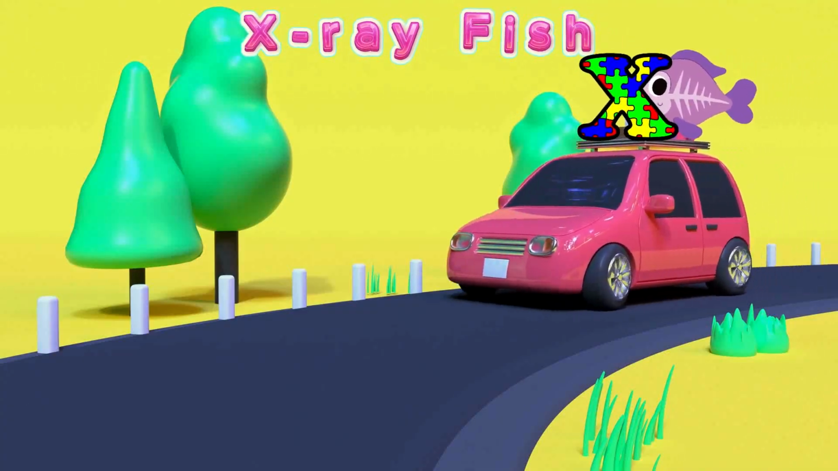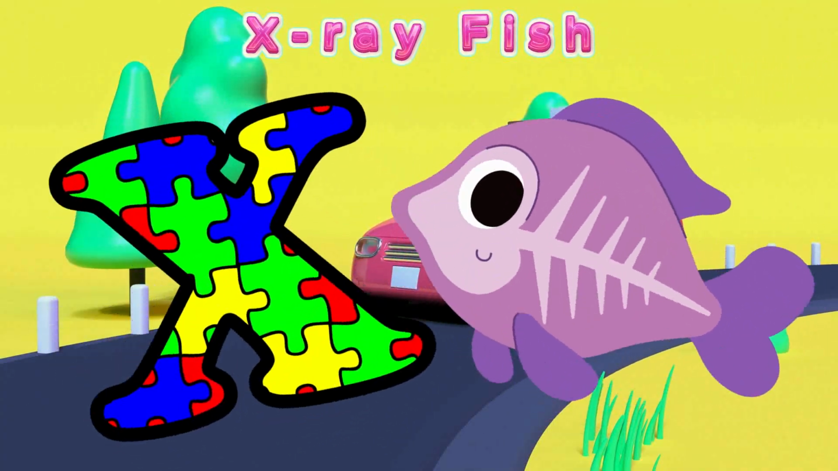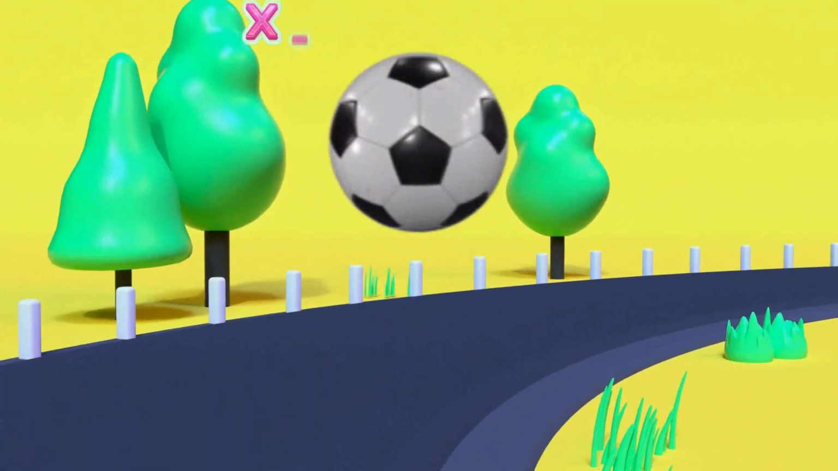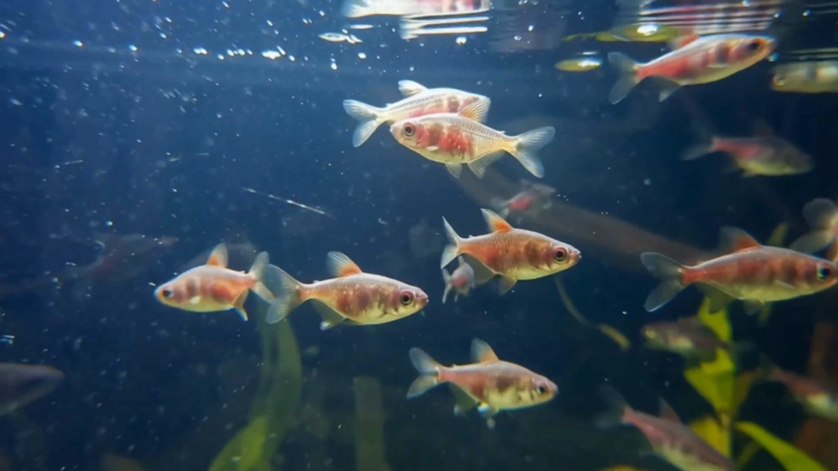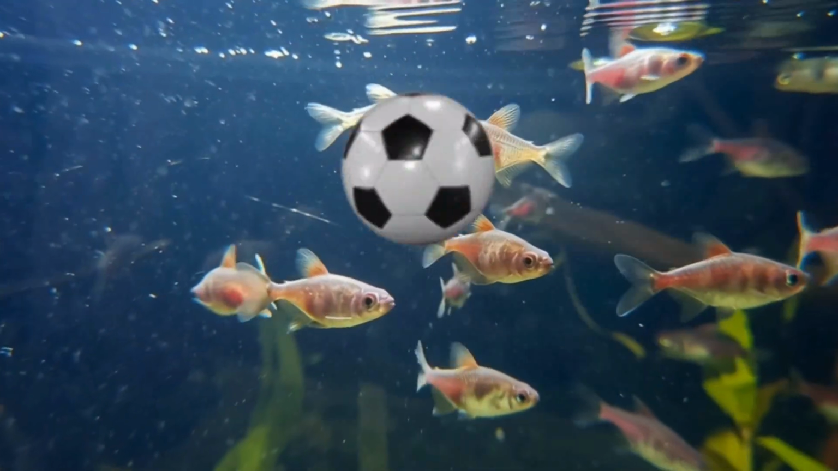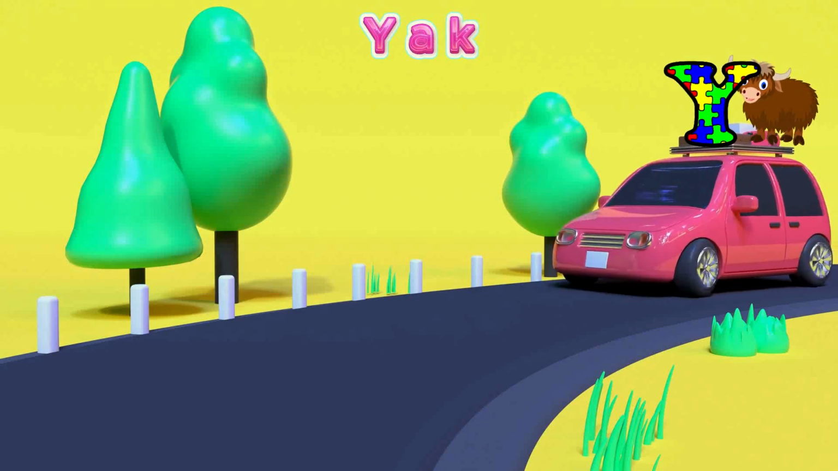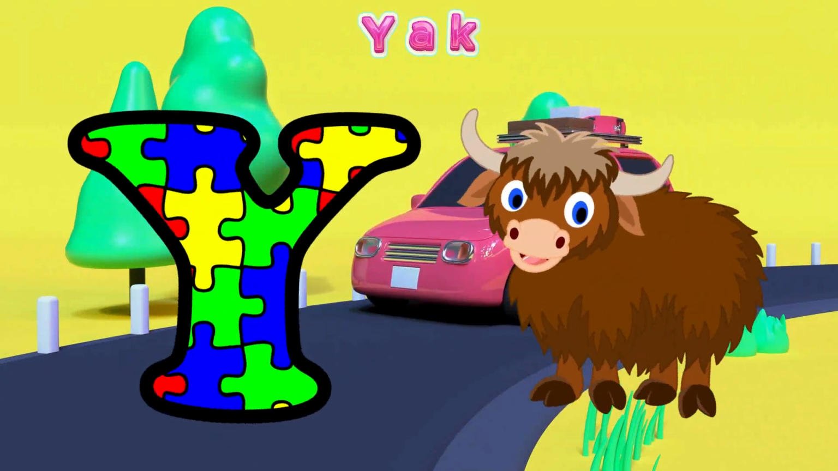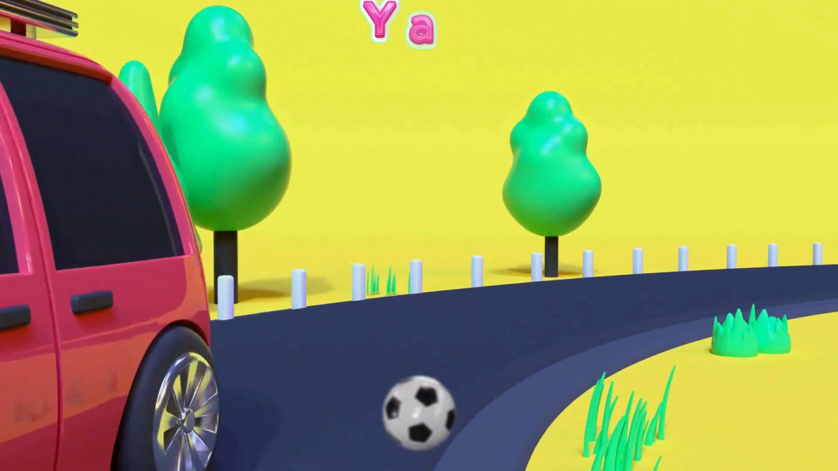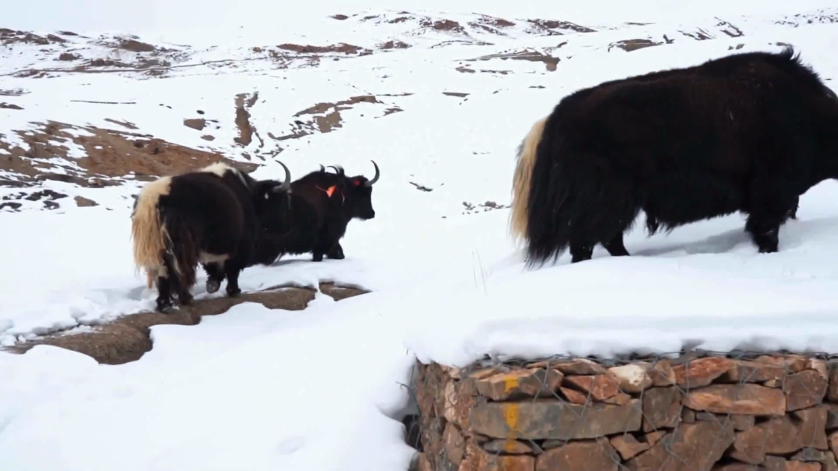X is for X-ray fish. X, X, X-ray fish. I is for yak. I, Y, yak. Y is for yak.